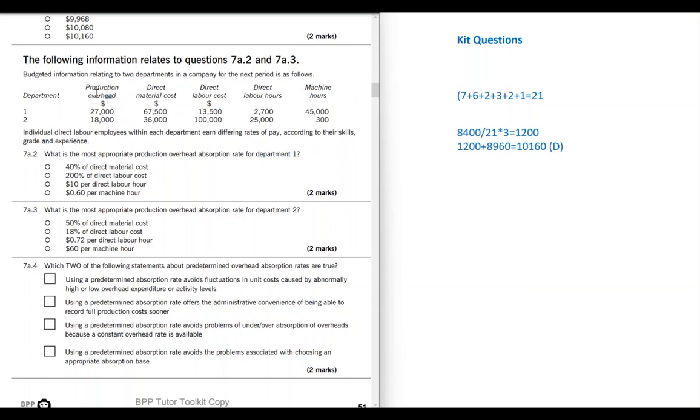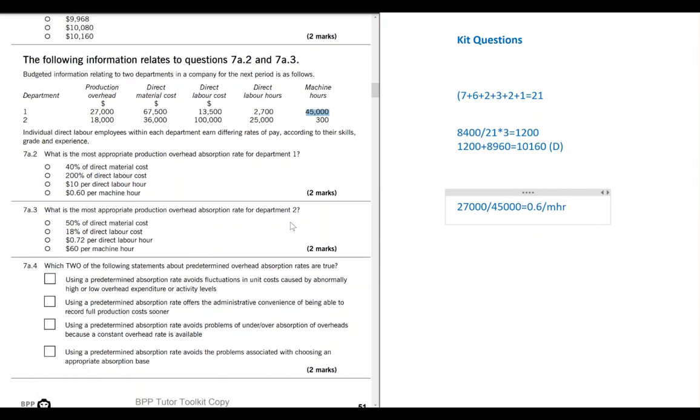Remember, we could divide overheads using material cost, labor hours, and machine hours. But the ones that you usually are going to be using are labor hours and machine hours. And out of these two, in department 1, machine hours would be good because machine hours is more. So I'm going to take 27,000 divided by 45,000, giving 0.60 per machine hour.